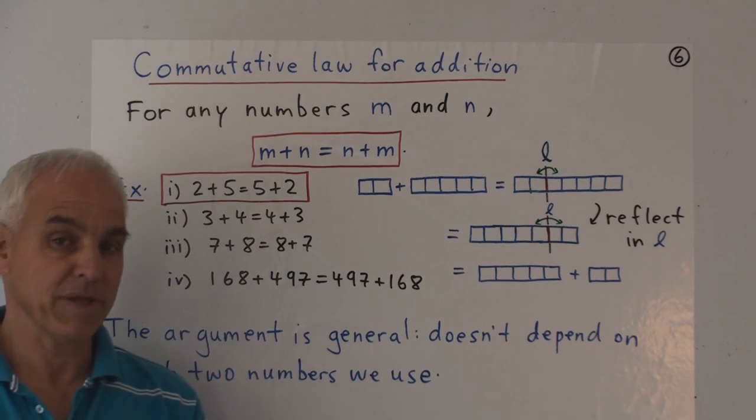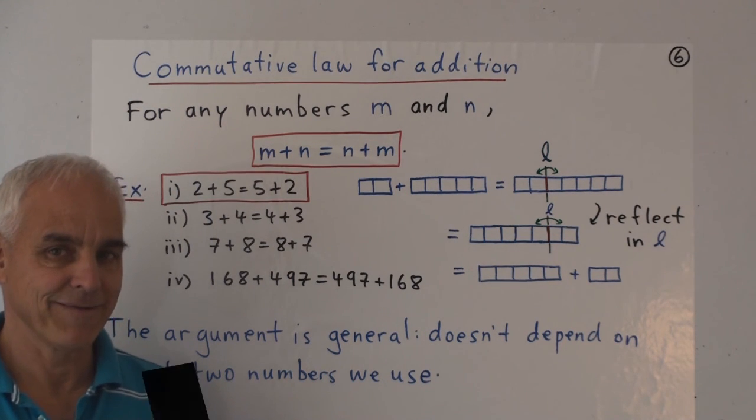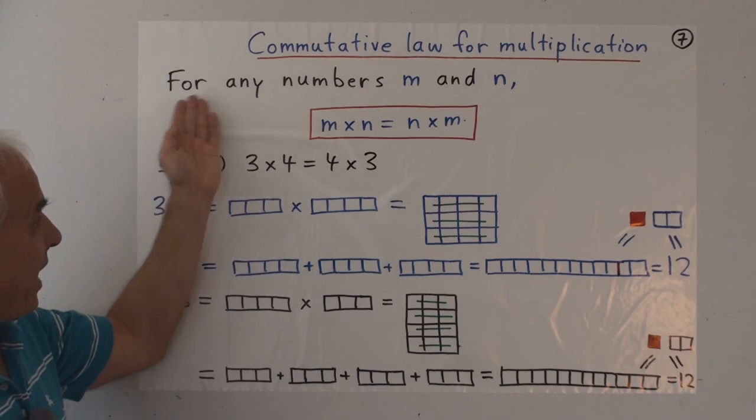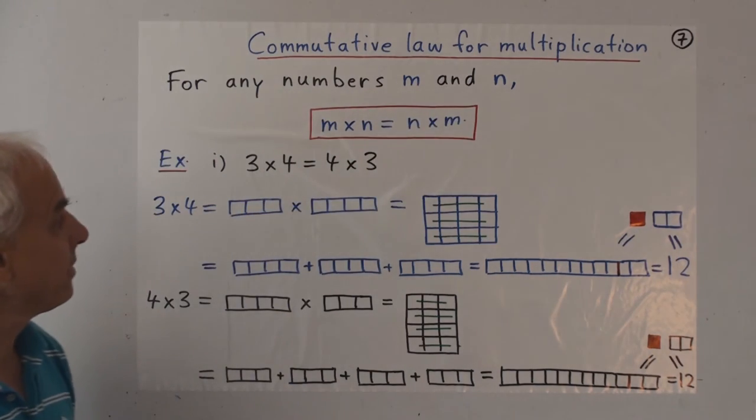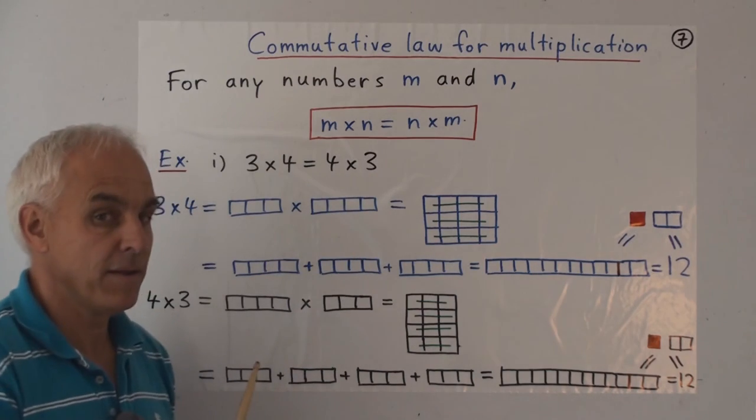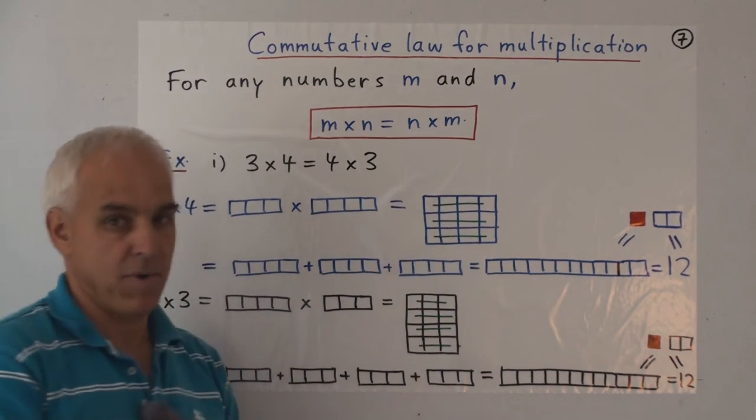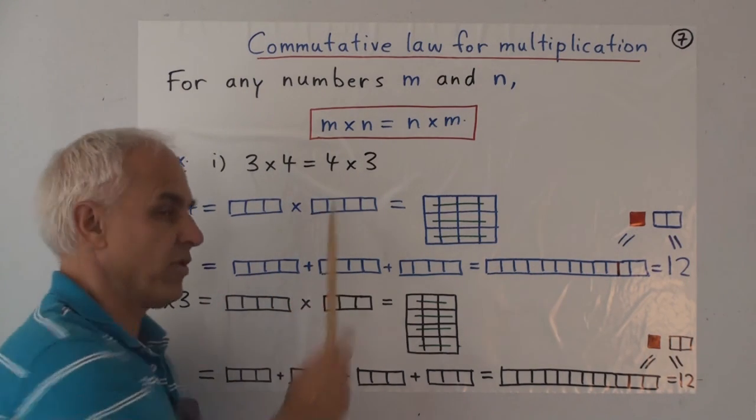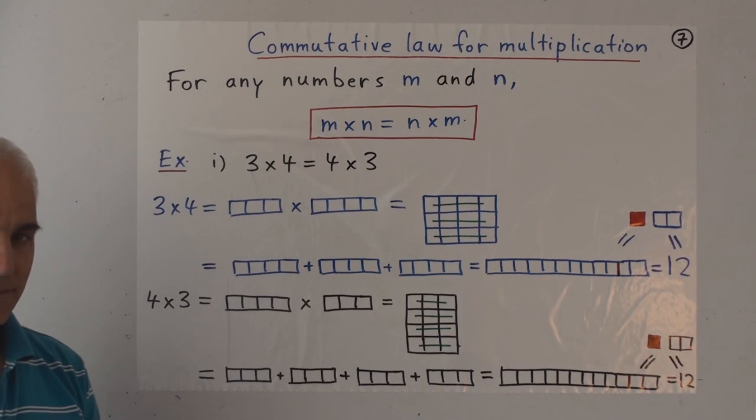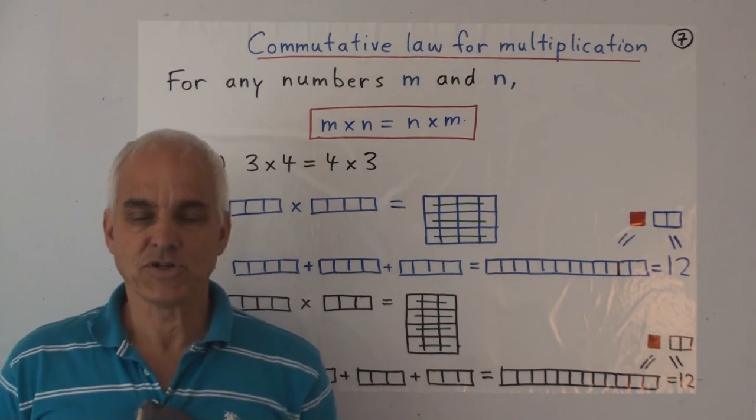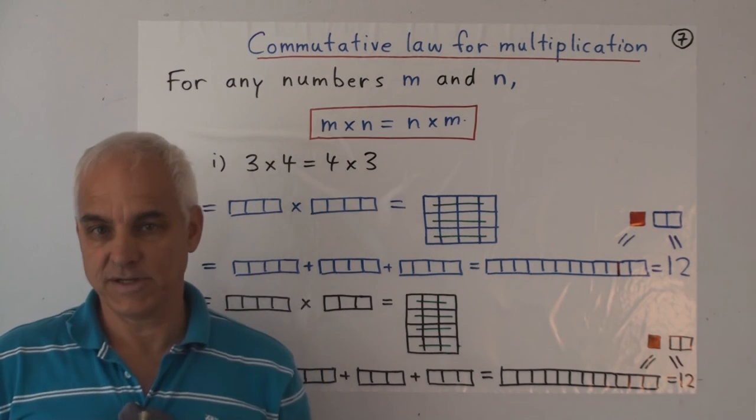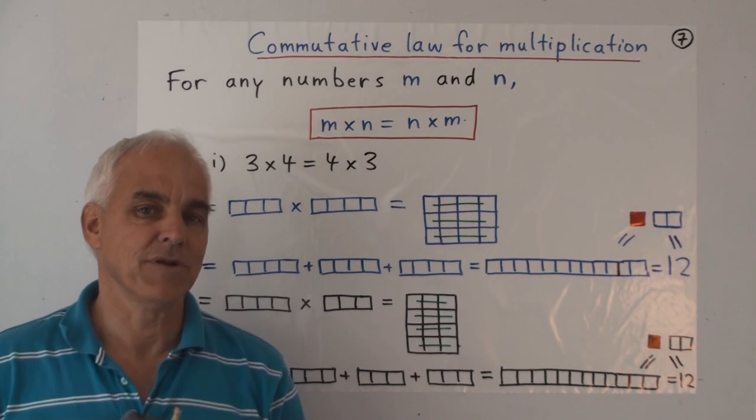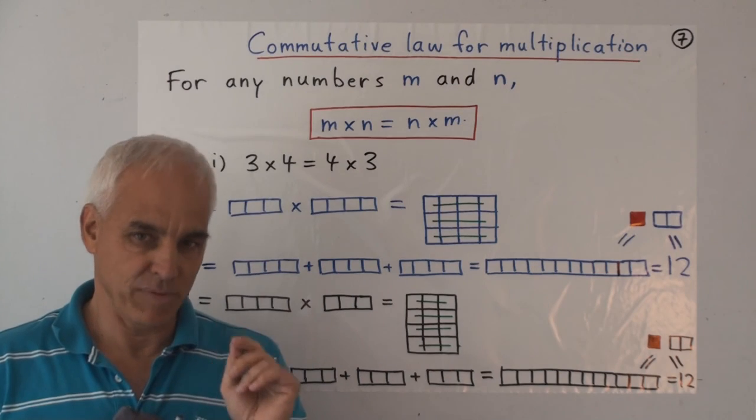Now let's have a look at the multiplication story, just a little bit more subtle. So the commutative law for multiplication. It says that for any numbers m and n, m times n equals n times m. So for example, 3 times 4 is the same as 4 times 3. This is probably one of the first examples of a non-obvious result. So if you think this is completely obvious, then you probably have not understood multiplication. Okay, this is not completely obvious.